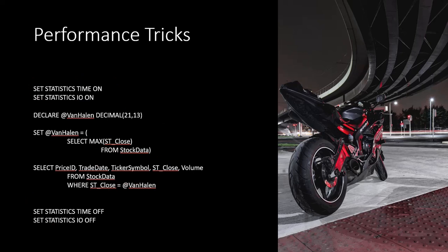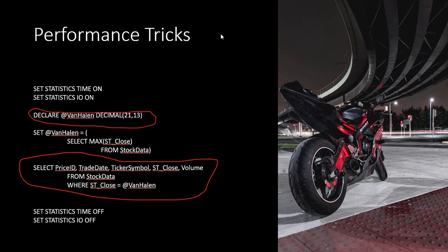Now, looking at the way that's not scalar, and it actually looks a little more clunky and not as elegant. We declare a variable that's going to hold that closing price, and then we set that variable equal to the max of st close. So we calculate that one time here, and then in the main query, which is pretty much the same as the previous, except that there's no subquery under the where. And I have price ID, trade date, ticker symbol, closing price, volume, where the closing price is equal to at variable. Now it presupposes that there's only going to be one price that is the largest, and looking through our pricing data, that's a good assumption to make.